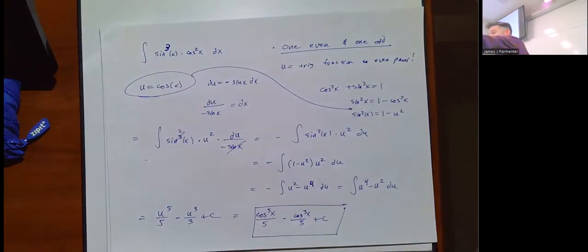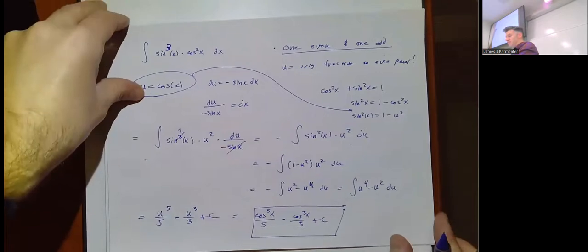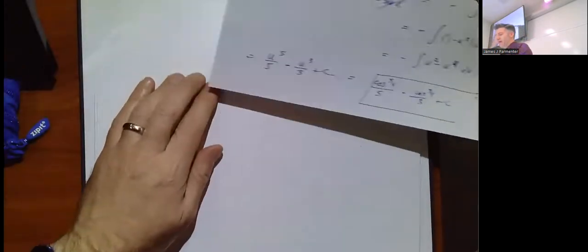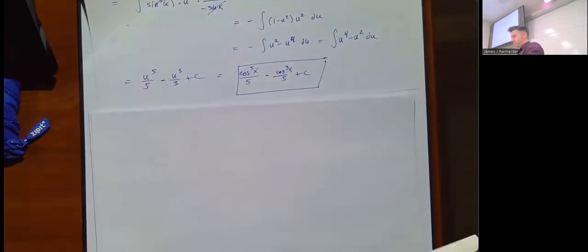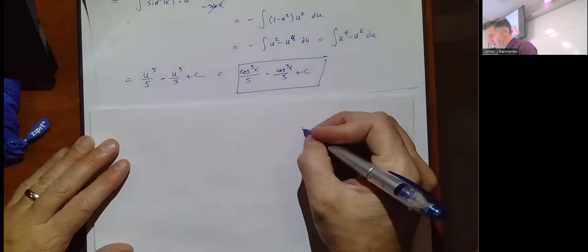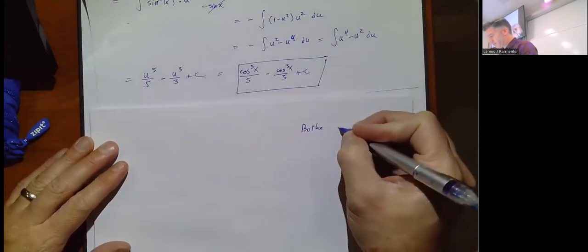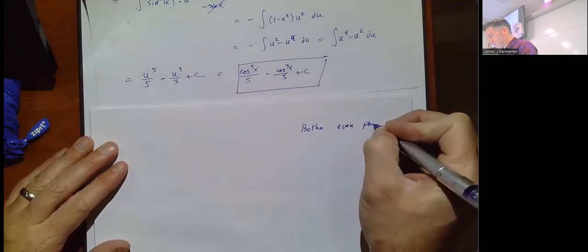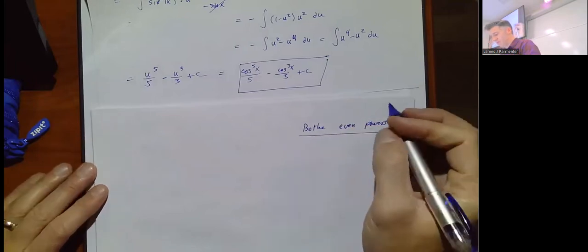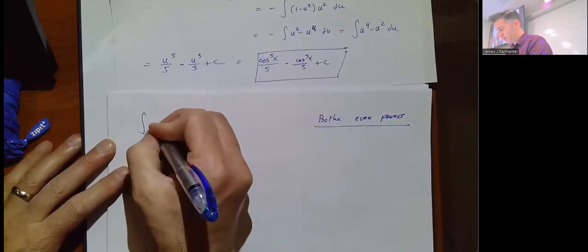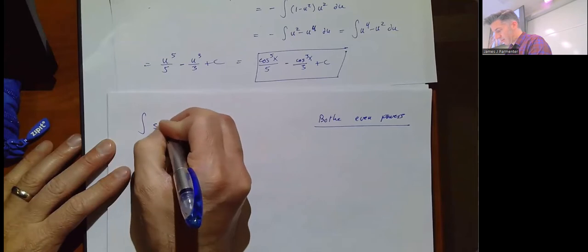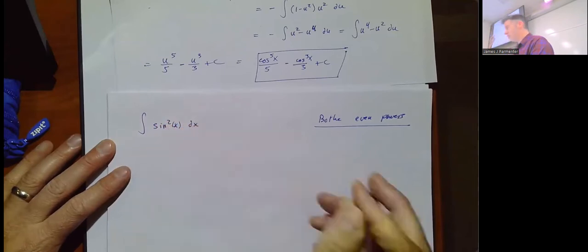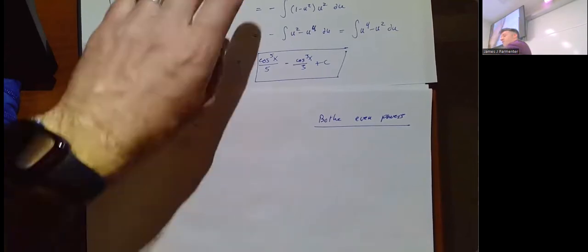So if all the powers are even, we're sad. I'm sad when all the powers are even. So if you have both even powers, we'll go with the simplest example, the integral of sine squared of x. Oh, this is what I was thinking of.